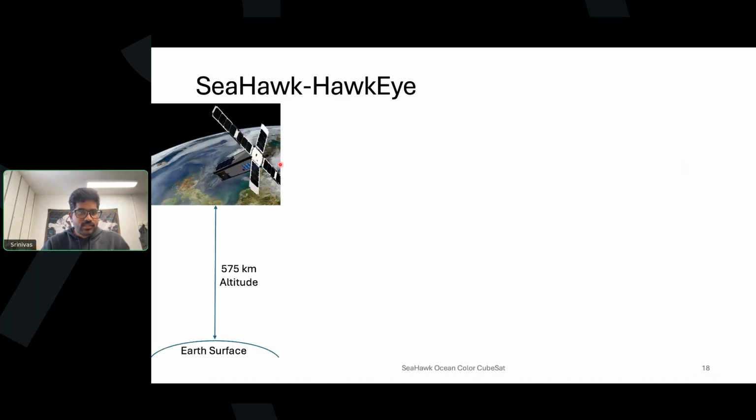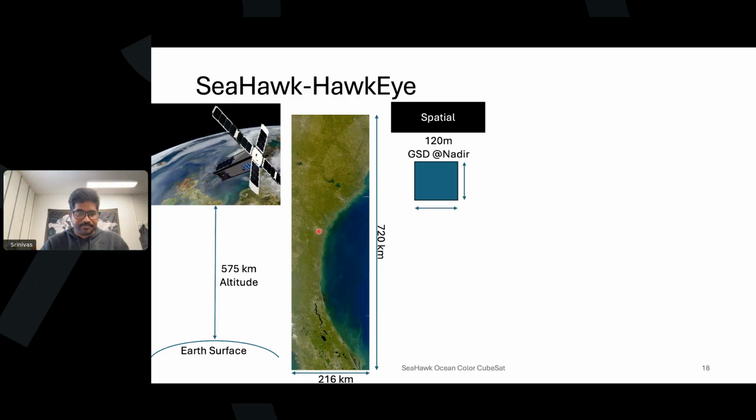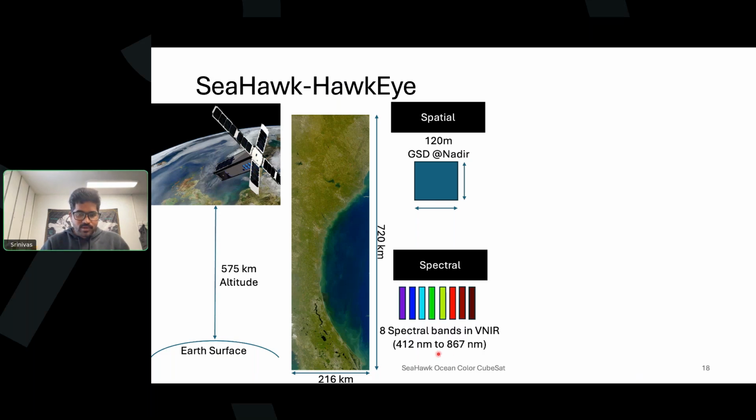The Hawkeye sensor on the Seahawk CubeSat flew at around 575 kilometers altitude from the Earth's surface. And this is what a single Hawkeye image looks like. It is around 216 by 720 kilometers in width and height. This image was acquired on the southeast coast of the US, and this is where we are in Georgia. It has 120 meters spatial resolution, which means each pixel indicates a 120 meter by 120 meter area, and it has 8 spectral bands in the visible and infrared from 412 to 867 nanometers.